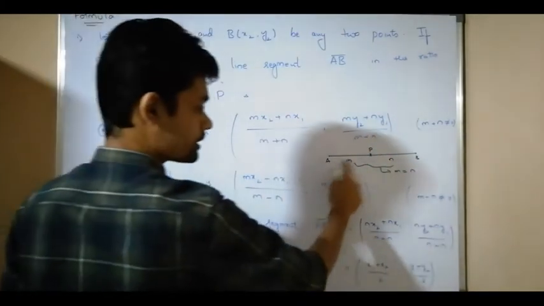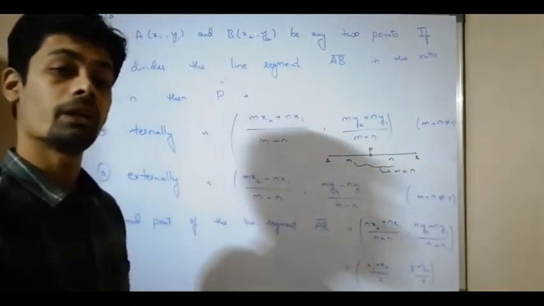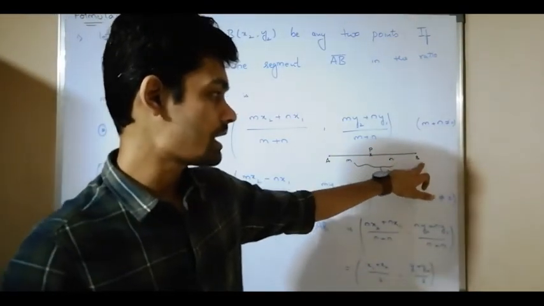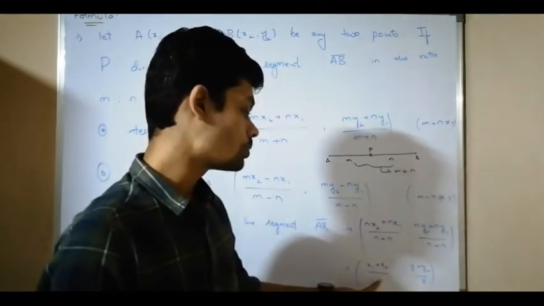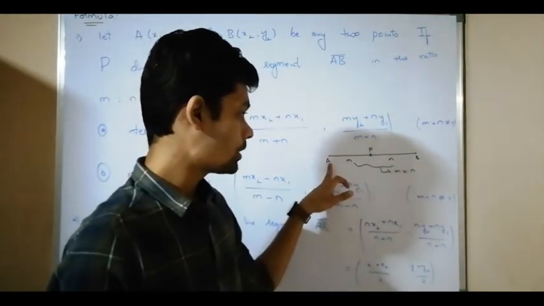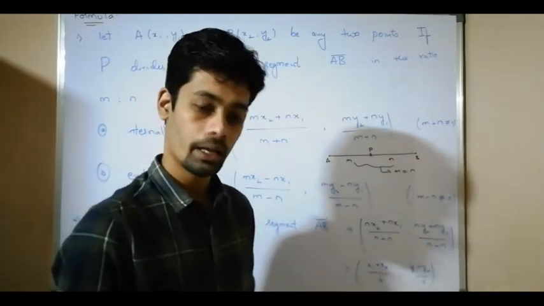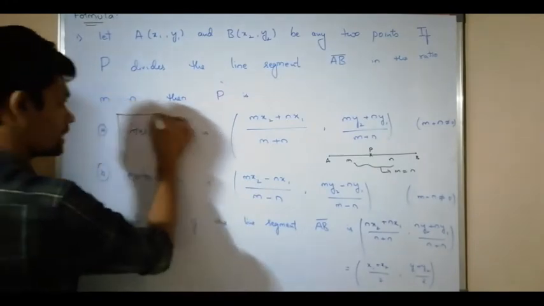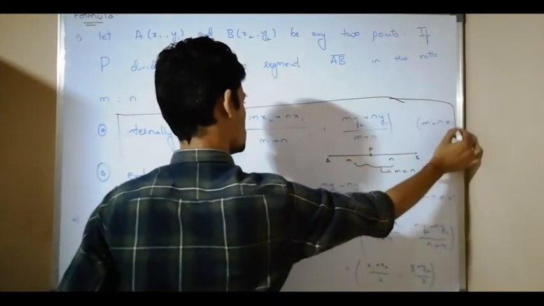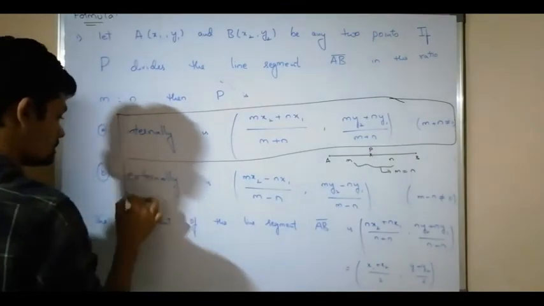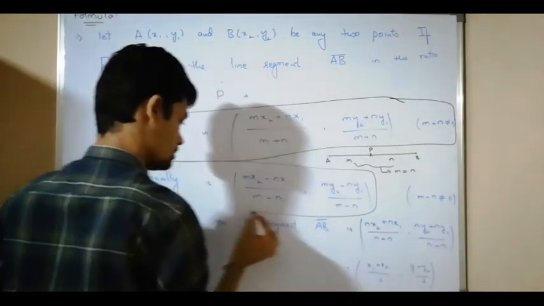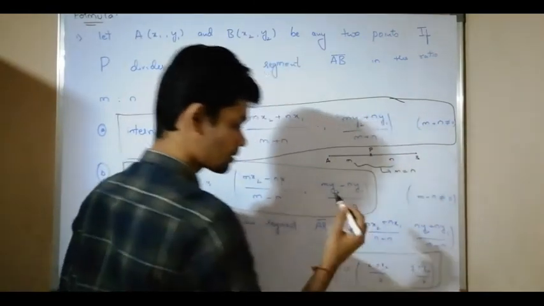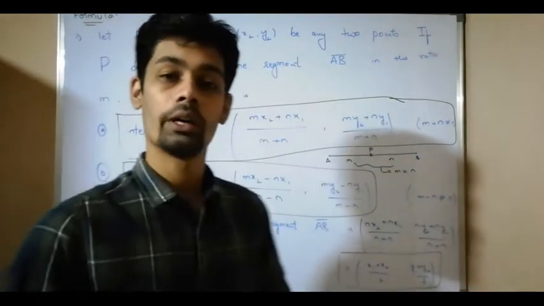If we have 2 points A and B, to find the midpoint, it is the x coordinate of A plus x coordinate of B by 2, comma y coordinate of A plus y coordinate of B by 2. Now this is the formula for internally. This is the formula for externally, and this is the midpoint formula.